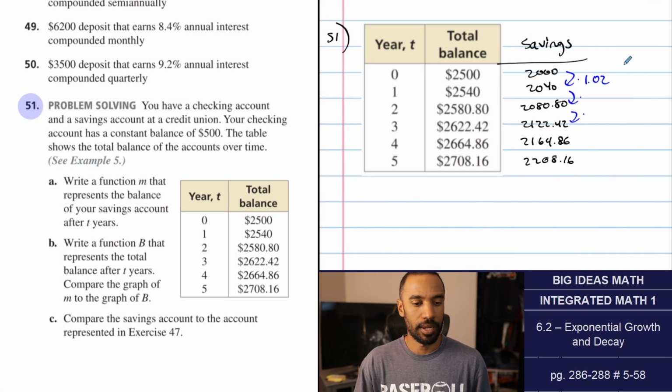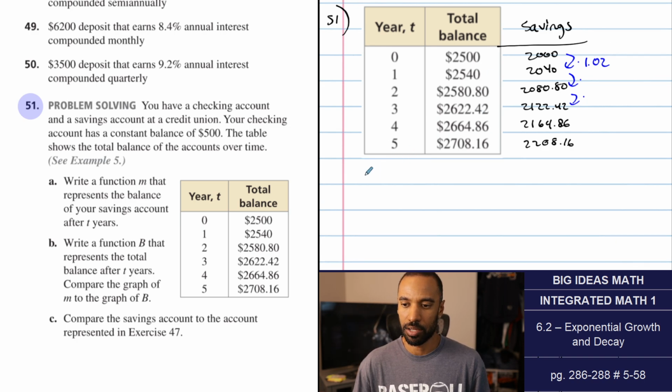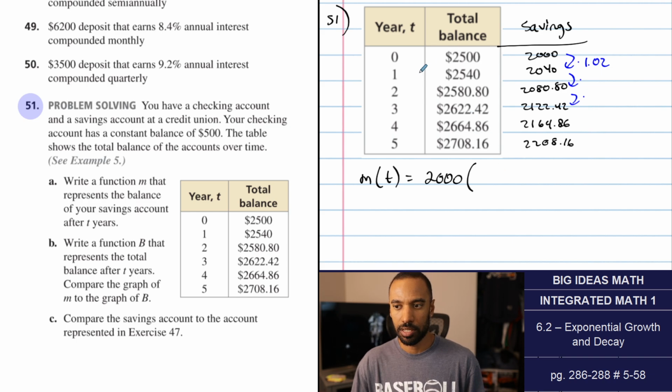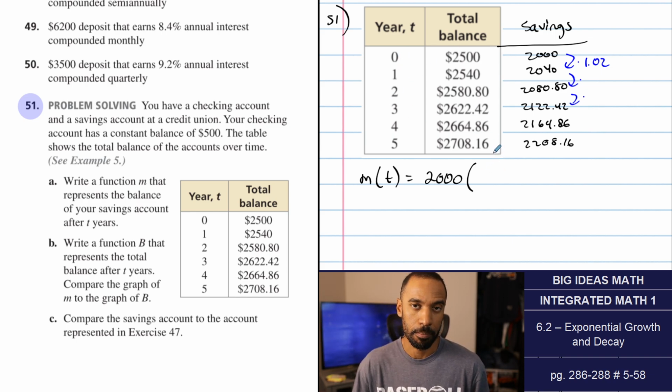So for us, when it comes to writing a function m, we won't say y equals this time. We'll do m of t. M of t equals, our year 0 is our principal investment. In this case here, this is for savings, by the way. We're going to take 2,000 times, and this is annually, by the way. So our n is 1. We're not compounding it more than once a year. So 1.02 is our multiplier, by the way, raised to the t power. Here's our m of t part. It's part A.